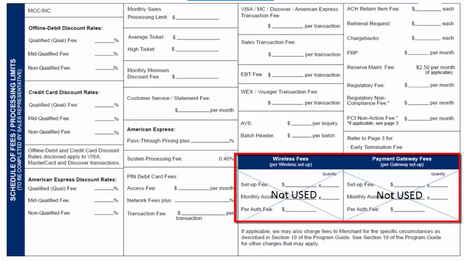First of all, begin by noticing that there's two sections on this that are not used: the wireless fees and the payment gateway fees. These are not used here because this is to communicate to First Data what we would be using through them for wireless or gateways, and we don't use them as we use our own gateways and wireless connections that we have internally. So you would utilize a different form for those services.